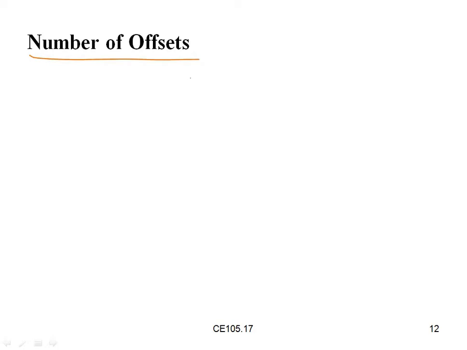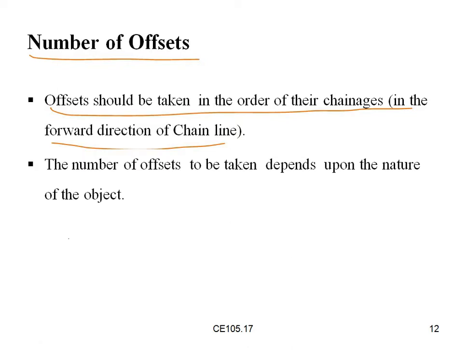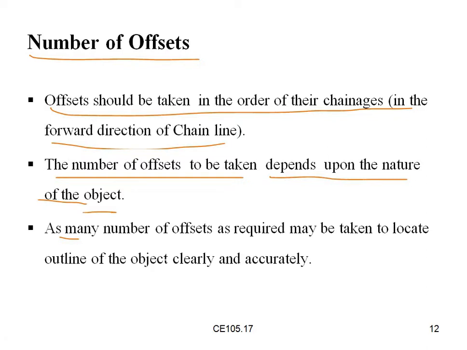Next, number of offsets. Offsets should be taken in the order of their chainages in the forward direction of the chain line. The number of offsets to be taken depends upon the nature of the object. As many offsets as are required may be taken to locate the outline of the object clearly and accurately.